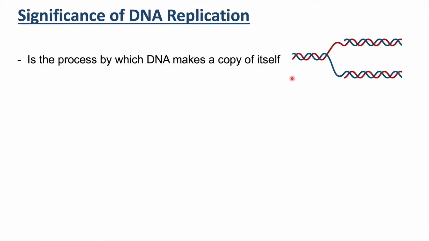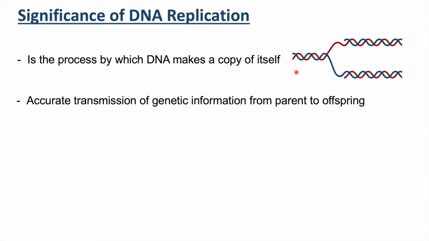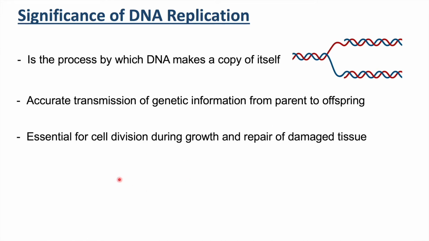So DNA replication is a process by which DNA makes a copy of itself. Basically, it's a biological process where two identical DNA molecules are formed from one DNA molecule. It is important in accurate transmission of genetic information from a parent to an offspring, and therefore it is an essential part of genetic inheritance. Now, it is also essential for cell division during growth and repair of damaged tissue, as well as when new cells are formed, it provides these new cells with their copy of DNA in order for the cells to function.